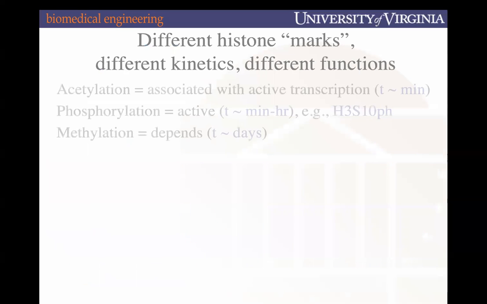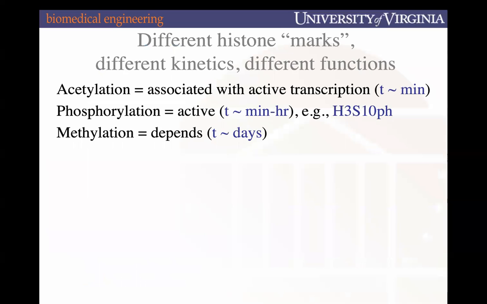There's lots of different modifications that can happen, and they all happen on different time scales. So acetylation is one that's associated with active transcription. It happens pretty quickly, on the order of minutes. Another example is phosphorylation. We've already talked about some of the different amino acid residues that can be phosphorylated. We have serine, threonine, and tyrosine. And so phosphorylation is also pretty active. It happens pretty quickly, on the order of minutes to hours.